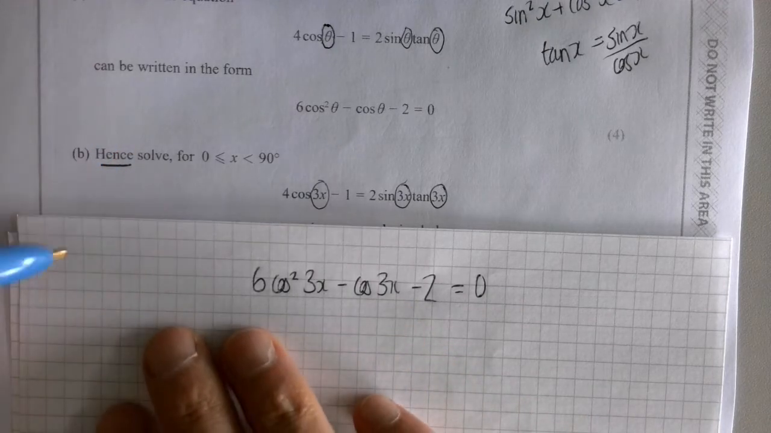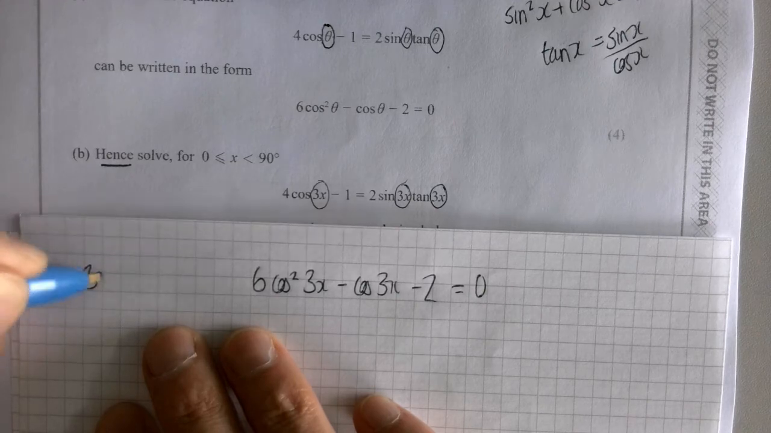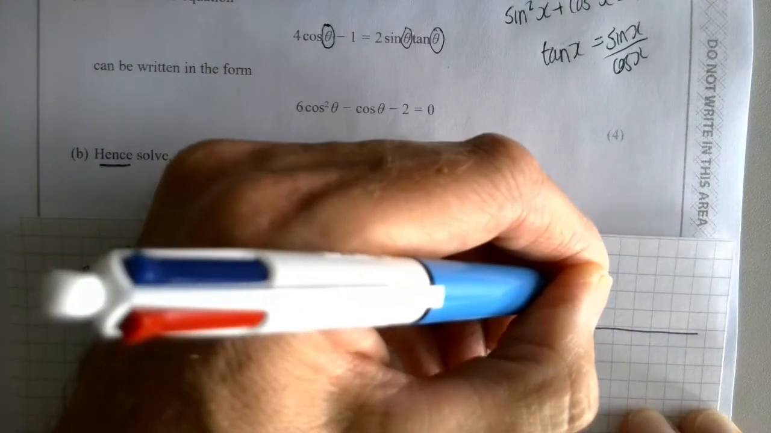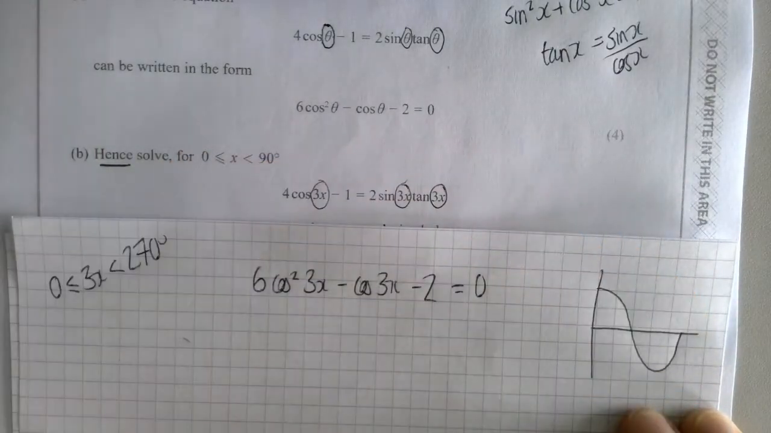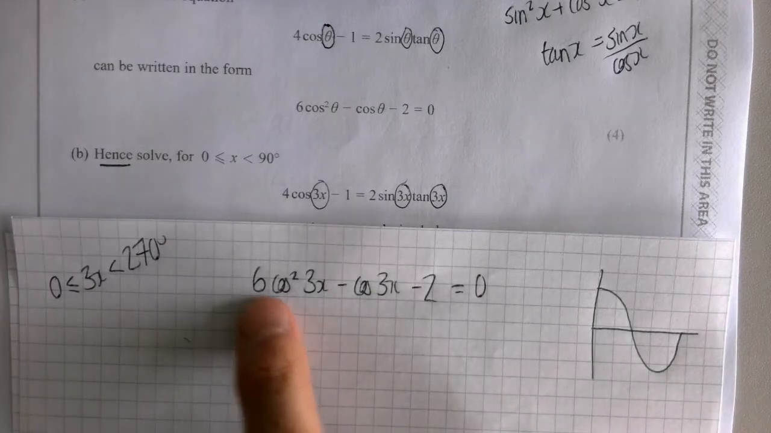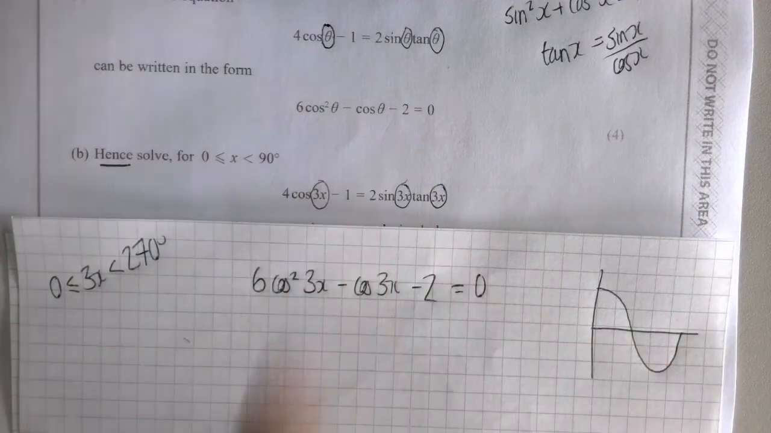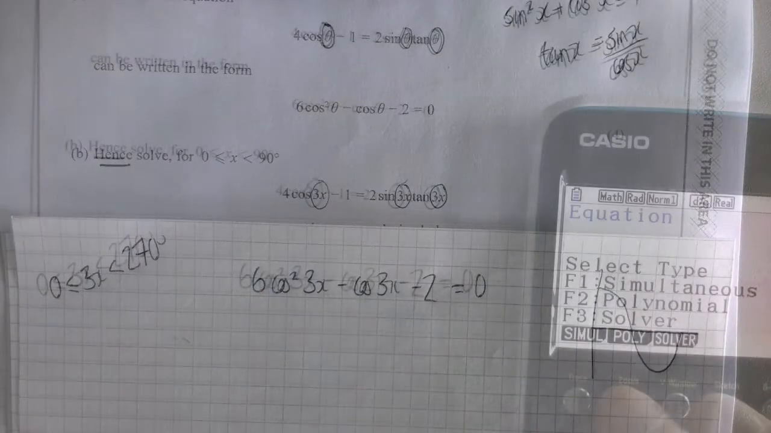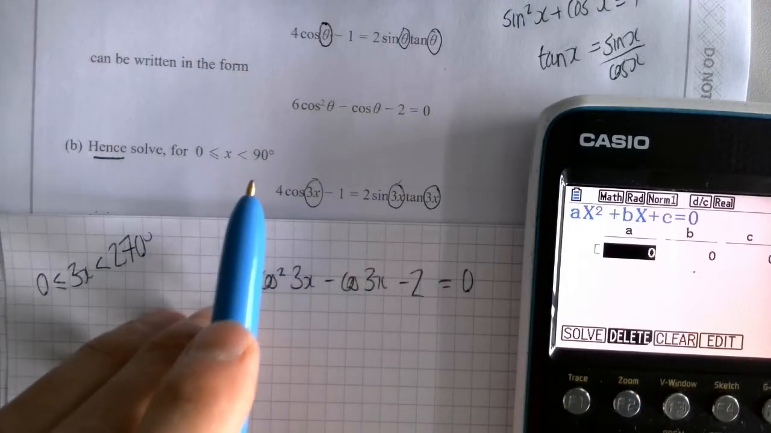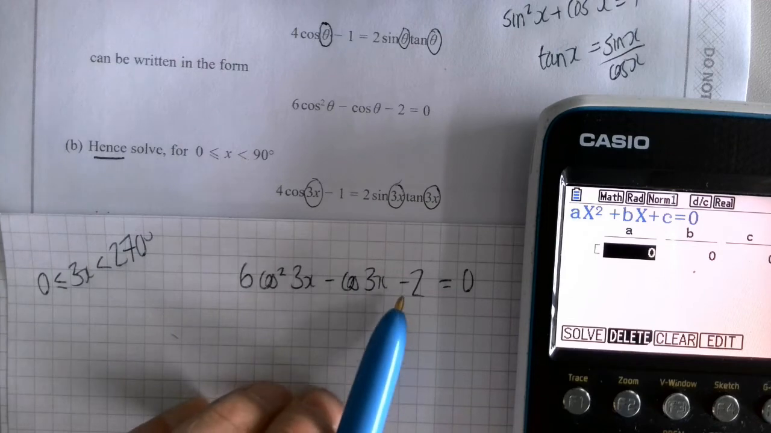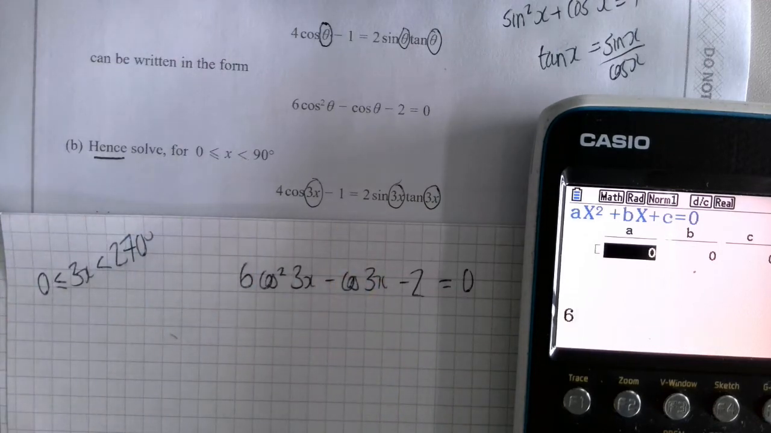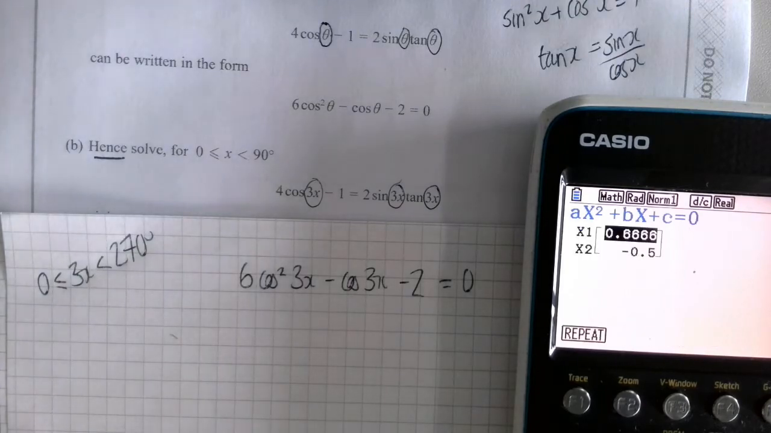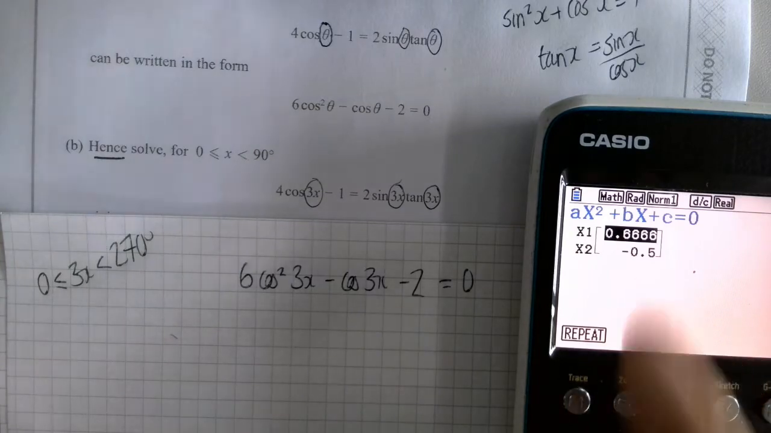I've actually got 3x in my statement, so I need to solve it for 3x, which goes as far as 270. And I'm going to do a quick sketch of cos as far as 270. Now, this is a quadratic in cos, so I'm going to solve this with my calculator, just as a quadratic. So A is 6, B is minus 1, C is minus 2. So my solutions are that x is 2/3 and x is minus 0.5.